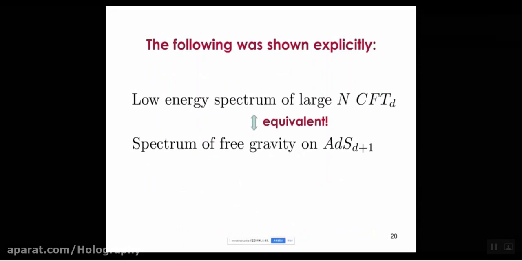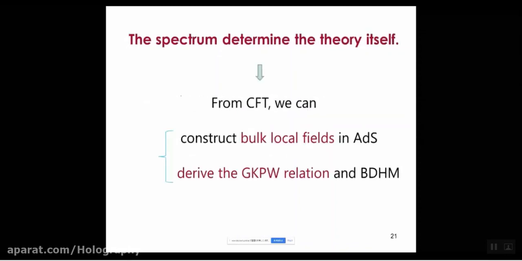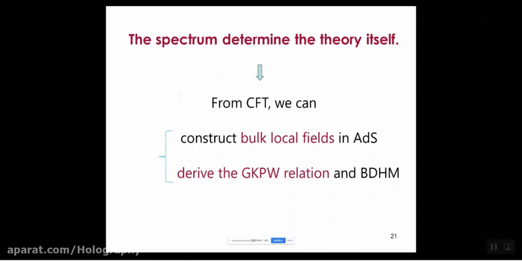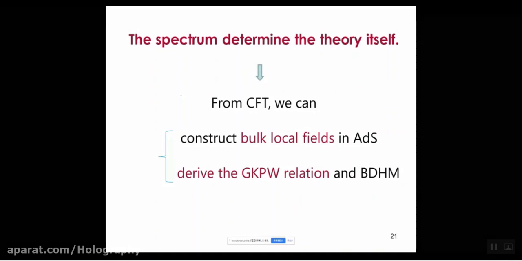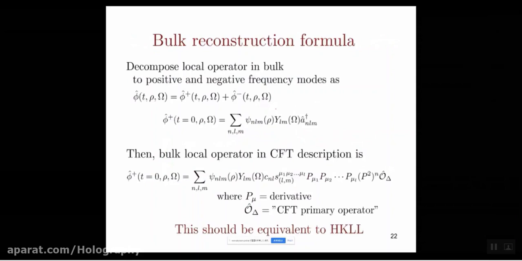So this is something like a derivation of AdS/CFT, because the spectrum determines the theory itself in some sense. From CFT, the CFT field knows everything, so from the CFT field we can construct a bulk local field in AdS. It's a bulk reconstruction. Also, usually we assume the GKP relation or BDHM relation first to consider AdS/CFT, but in this setting, the GKP or BDHM relation is a result of this equivalence. And the bulk reconstruction formula is explicitly given by these.